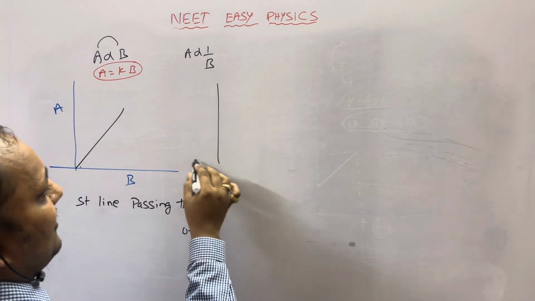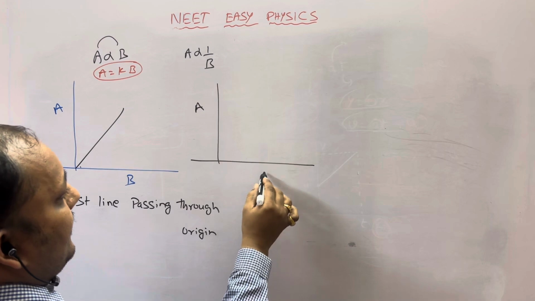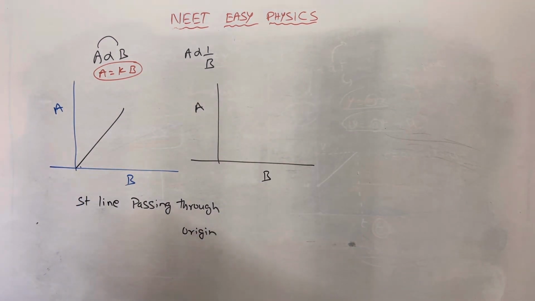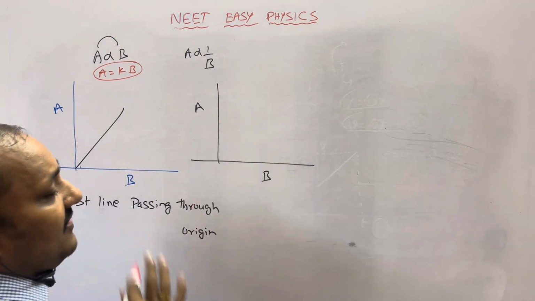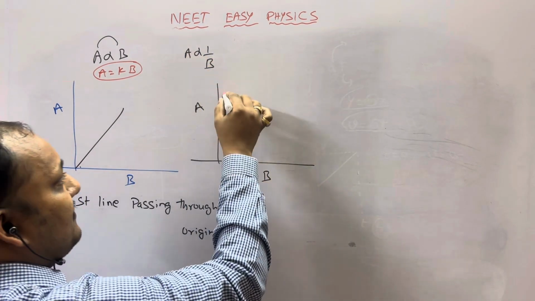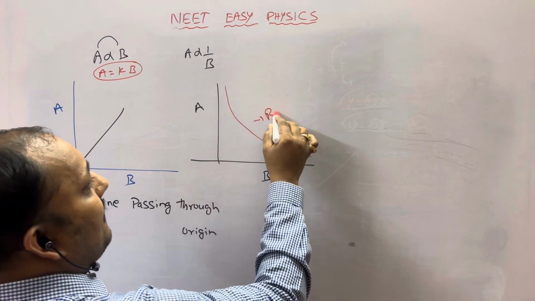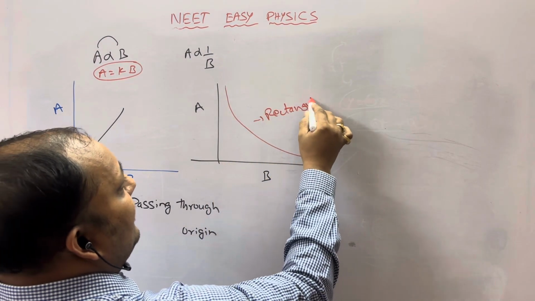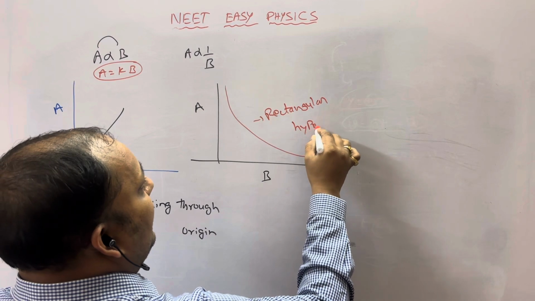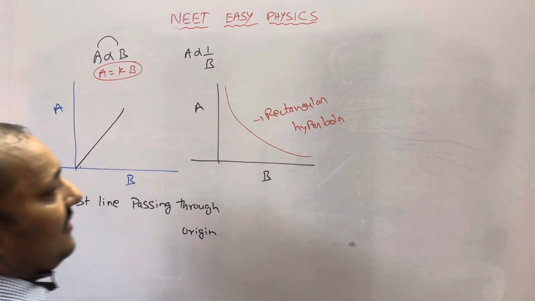Whenever A is inversely proportional to B, now for the A and B graph, how will it come? Inversely proportional means this is going to be a rectangular hyperbola. So rectangular hyperbola is the nature of the graph.